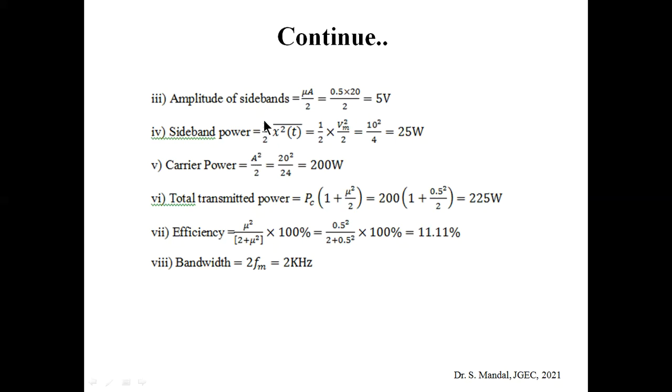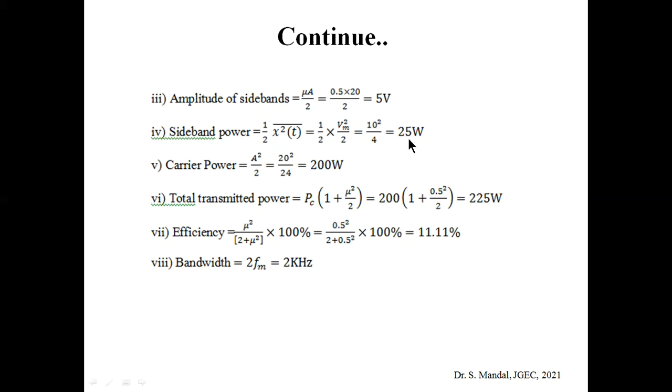Sideband power, we already know, is half into x square t mod. So x square t is nothing but Vm square by 2. So this is nothing but 10 square by 4, that is 25 watt. Similarly, the carrier power formula is A square by 2. So 20 square by 2, so this will be 200 watt. So this is the sideband power, this is the carrier power.